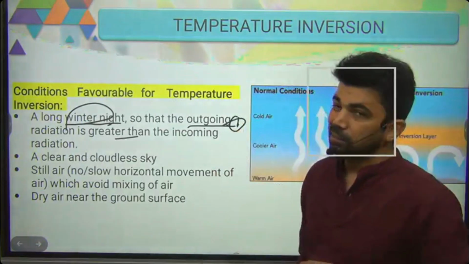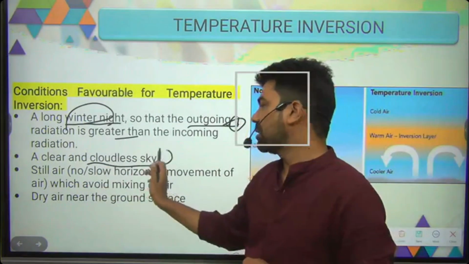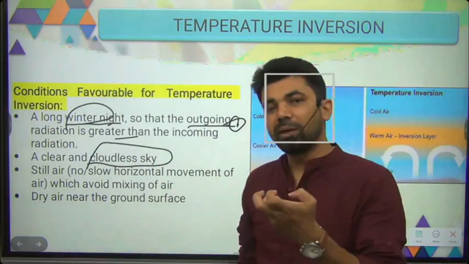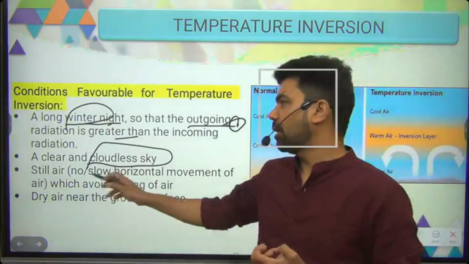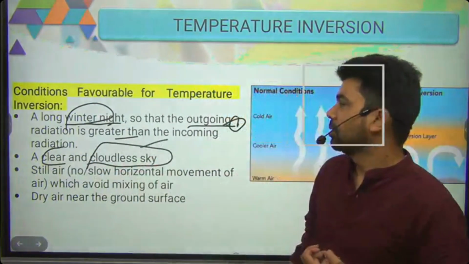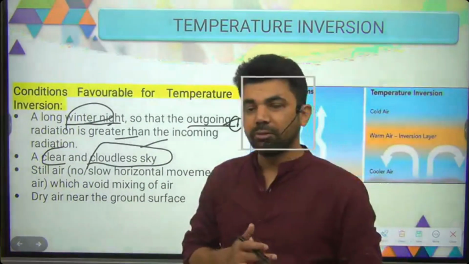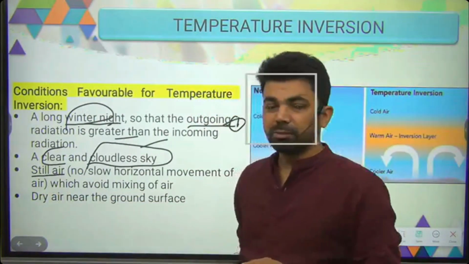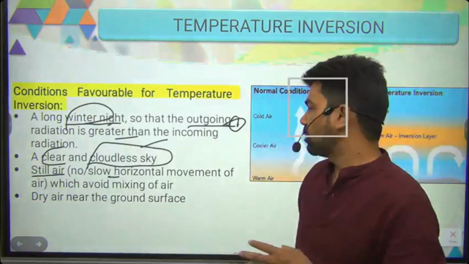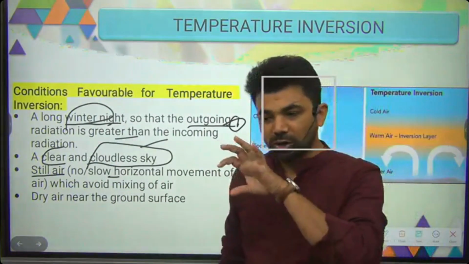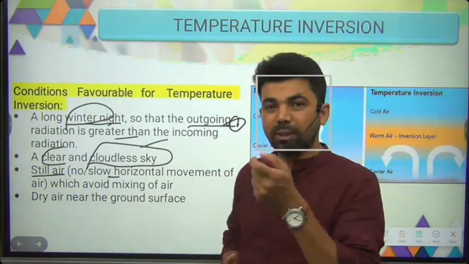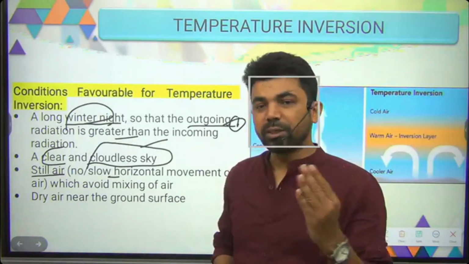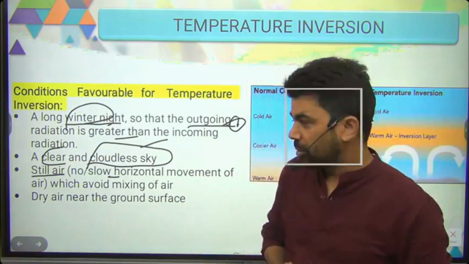That is one point. The second point is a clear and cloudless sky. Why cloudless sky? If there is a cloudy sky, the outgoing radiation will be trapped. So that it does not get trapped, we have to have a clear and cloudless sky. So this is the second factor which is favorable for temperature inversion. The next point is still air, meaning there is no horizontal movement of air. Now, when there is horizontal movement of air, it will mix, meaning the heat from one place will move to another place. That heating or mixing of the air won't be able to form temperature inversion.